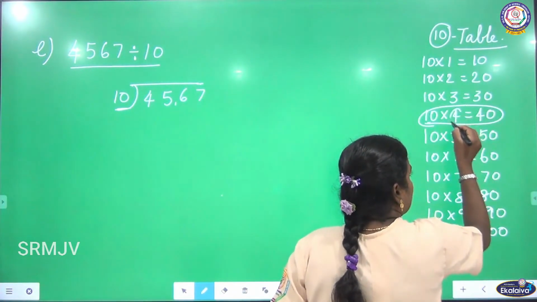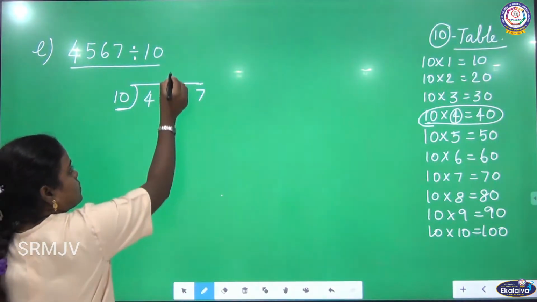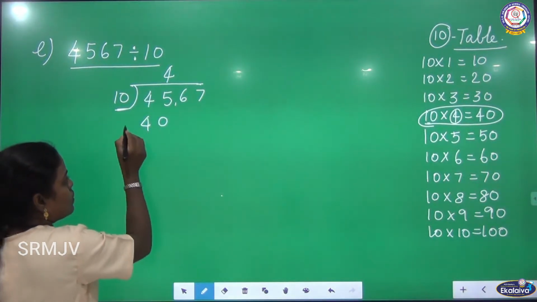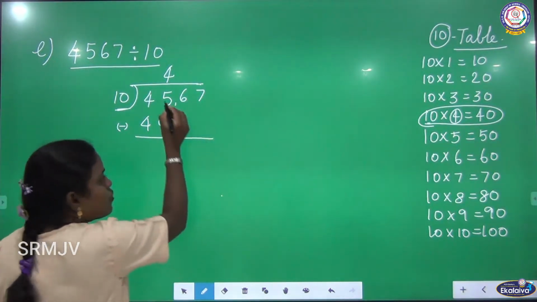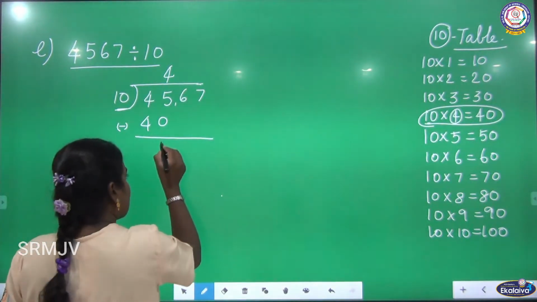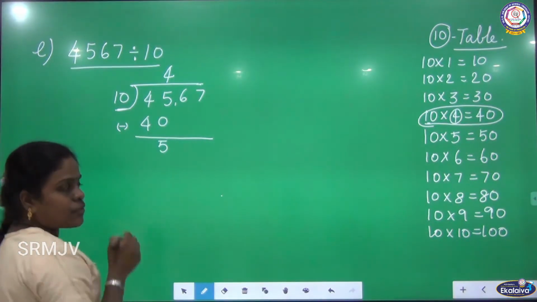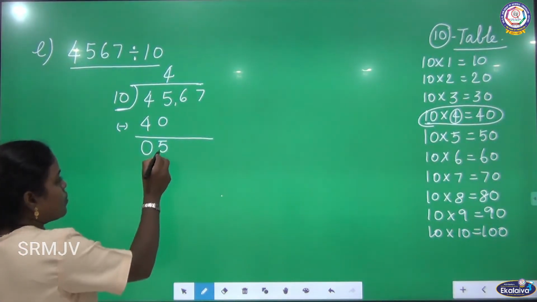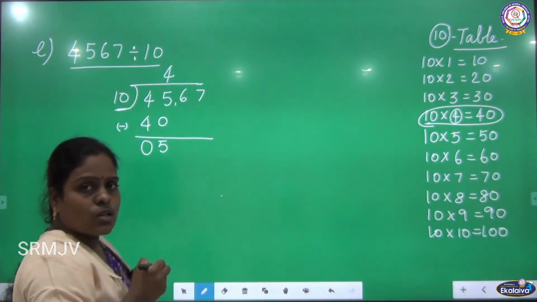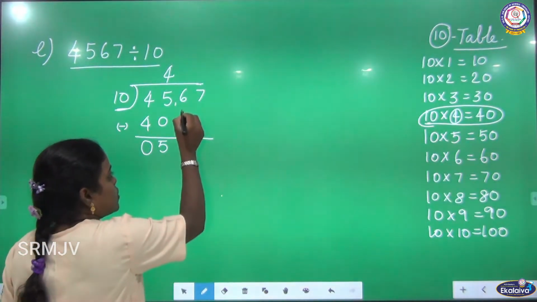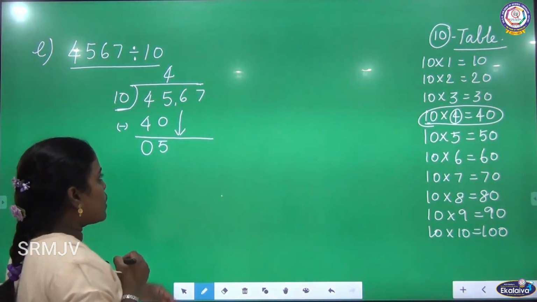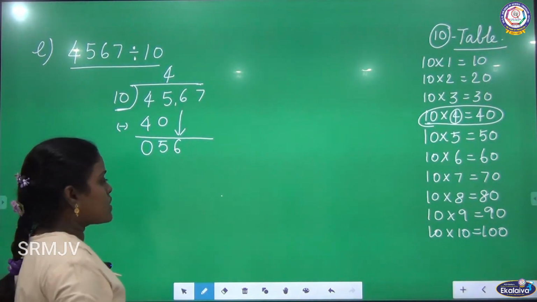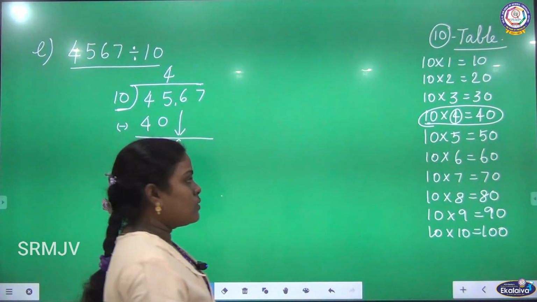So write 4 in the quotient and write 40 below the number. Now subtract: 5 minus 0 is 5, 4 minus 4 is 0. Now look at the number. 5 is smaller than the divisor, so we cannot divide. We are going to choose the next number, so take down the next number. Now we have 56. Again look into the table.